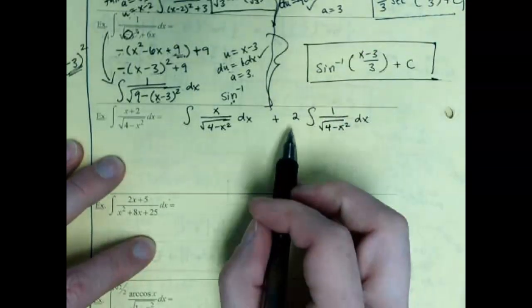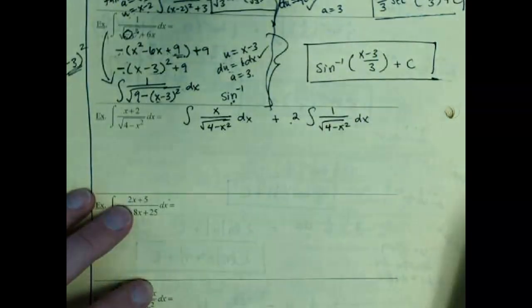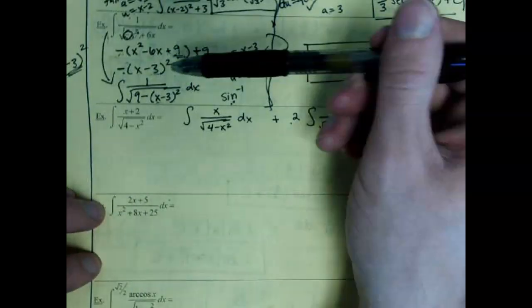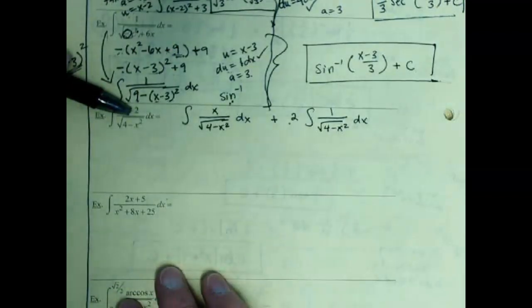If you want, you can put the 2 out in the front, or you could put it up there on the top. It doesn't matter. I just like to factor it out. But here, we just took this thing and split it up. We had x over the radical, and then the second piece we had plus 2 over the radical. I just factored out the 2.